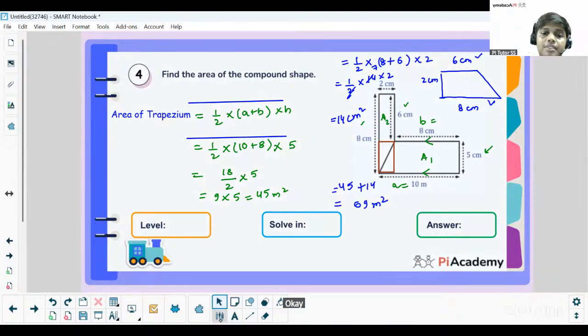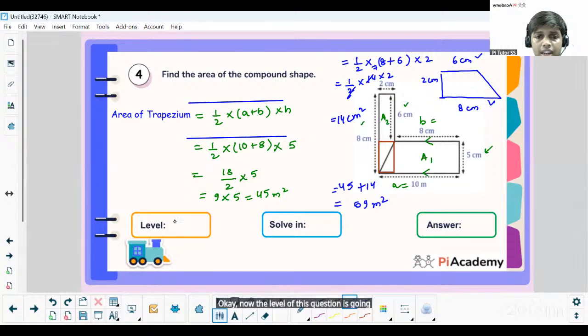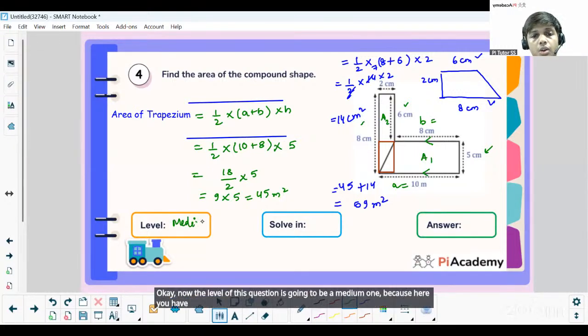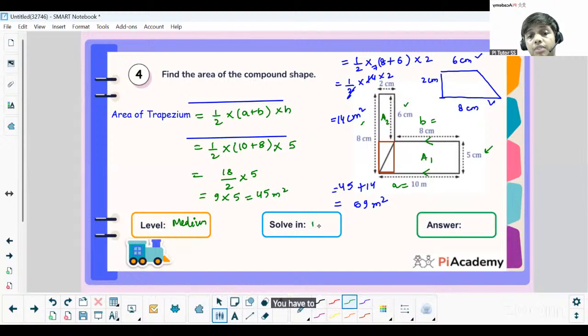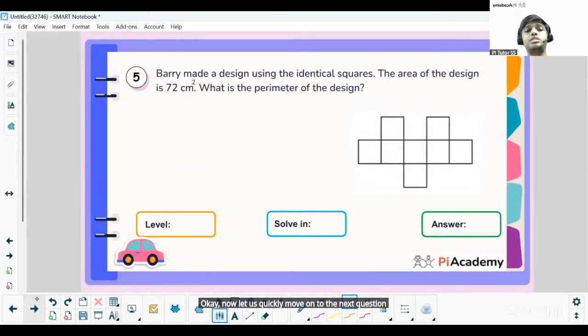Okay, now the level of this question is going to be a medium one, because here you have to remember the formulas as well. You have to solve it within 1 minute 30 seconds. And the answer here is going to be 59 meters square. Now let us quickly move on to the next question for us today, which is about bearing.